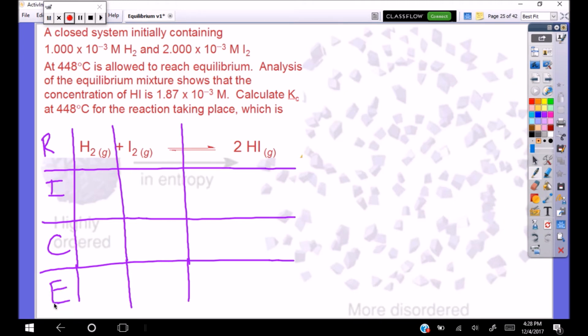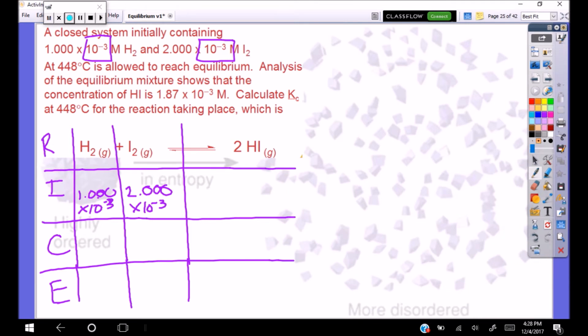If you want to leave the lines out and just have nice rows and columns, that's fine. But we want to put in our initial concentrations. So we've got 1.00 times 10 to the negative third, and then we've got 2.000 times 10 to the negative third. And it's really important that we remember to keep our things in scientific notation. Don't ignore the scientific notation, it's important.